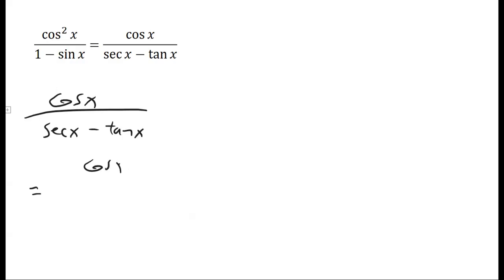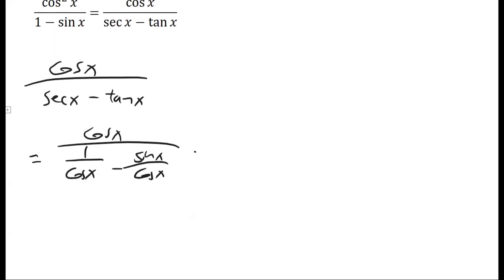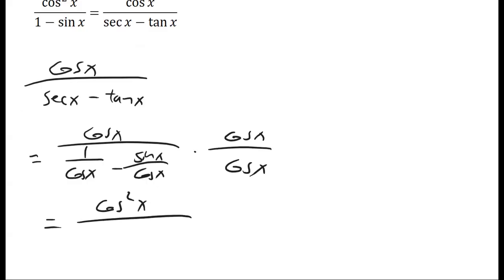So cosine x on top, and then secant is 1 over cosine x, and the tangent is sine x over cosine x. Yeah, so this is a little more clear to me. Okay, so now I can multiply both the top and the bottom by cosine x. So the top I would get cosine squared x, and the bottom I would get 1 minus sine x. And there's our answer right there. In this case, at least for me, it was much easier to start from the right-hand side because I could change everything in terms of sine and cosine, which is the left-hand side. Everything's sine and cosine on the left-hand side.